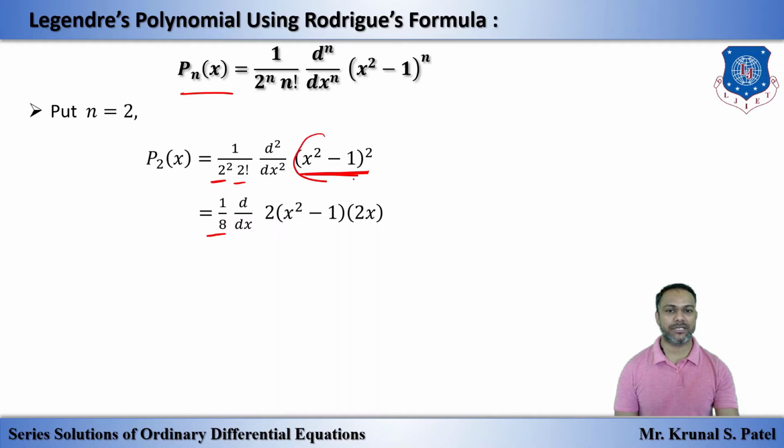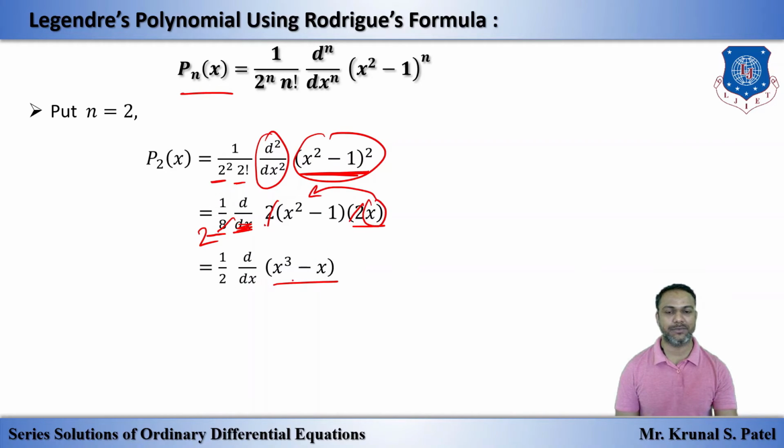If we differentiate this first one time, so one derivative is there as it is, and 2x square minus 1, 2x. 4 cancels with this, so we have 2, 1 by 2, and the second derivative of this, multiplying this x in this bracket. So the second time derivative of this is 3x square minus 1. So this is our P2 of x.